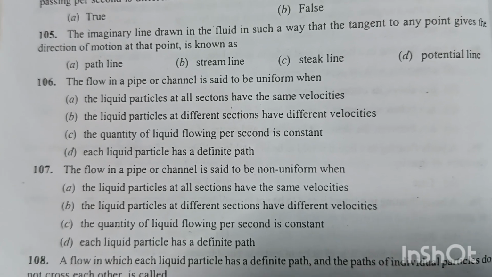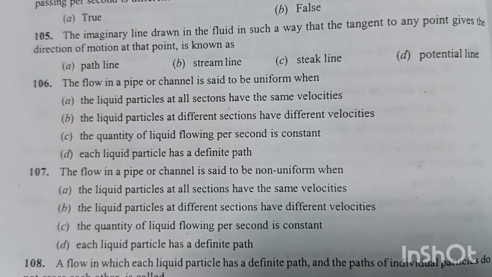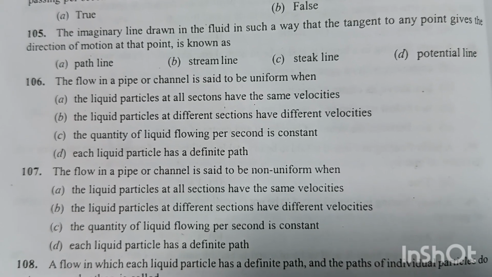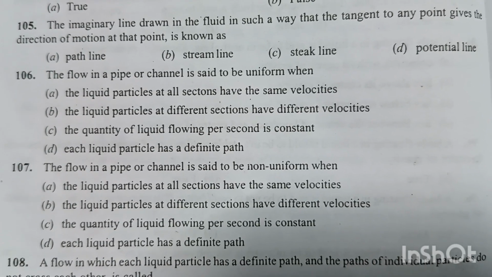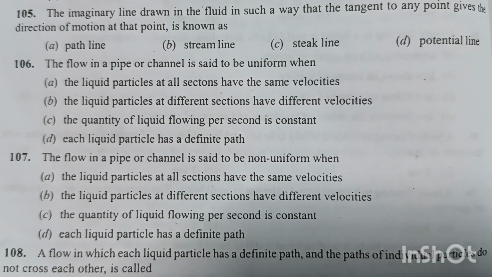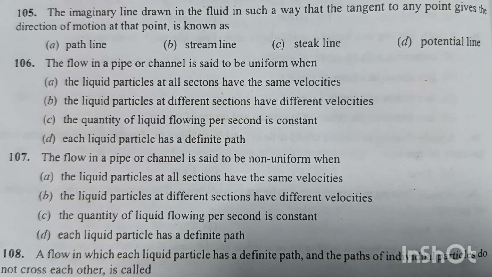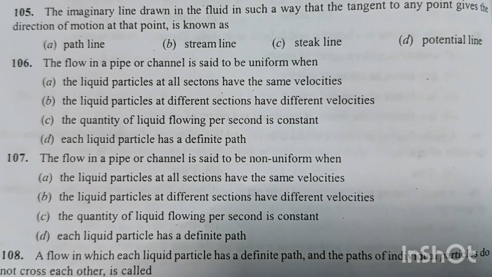Question number 107. The flow in a pipe or channel is said to be non-uniform when the liquid particles at different sections have different velocities. Option B is the right answer. The derivative of velocity with respect to direction is not equal to 0.